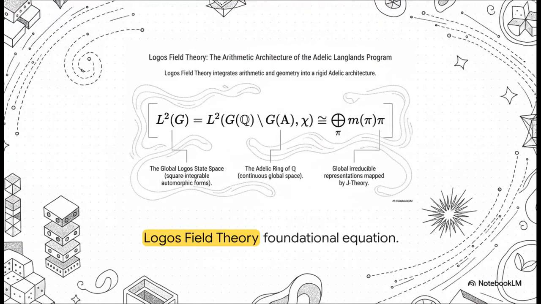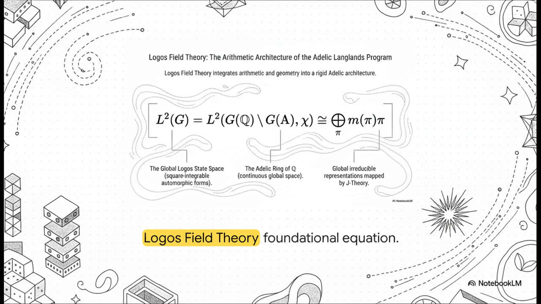Take a look at this foundational equation. This is our master blueprint. Over on the left, L squared of G defines what we call our global Logos state space. Essentially, these are our square integrable automorphic forms. But the real magic? That happens as we move to the right. We take that continuous global space over the Adelic ring of Q, and then J-theory maps it directly into a sum of global irreducible representations. We are quite literally taking rigid arithmetic and weaving it together with continuous geometry into one unified Adelic architecture.